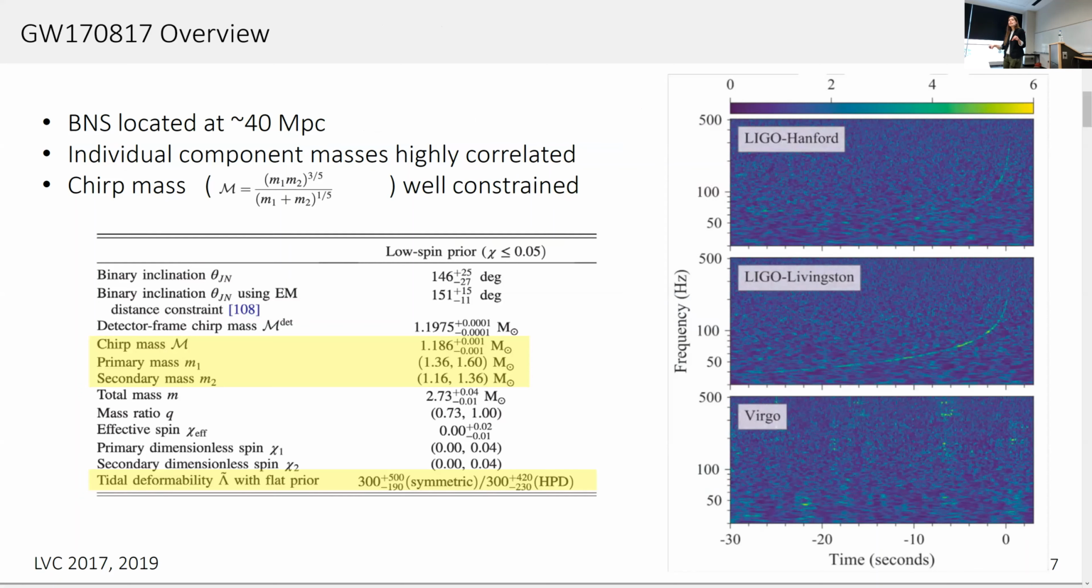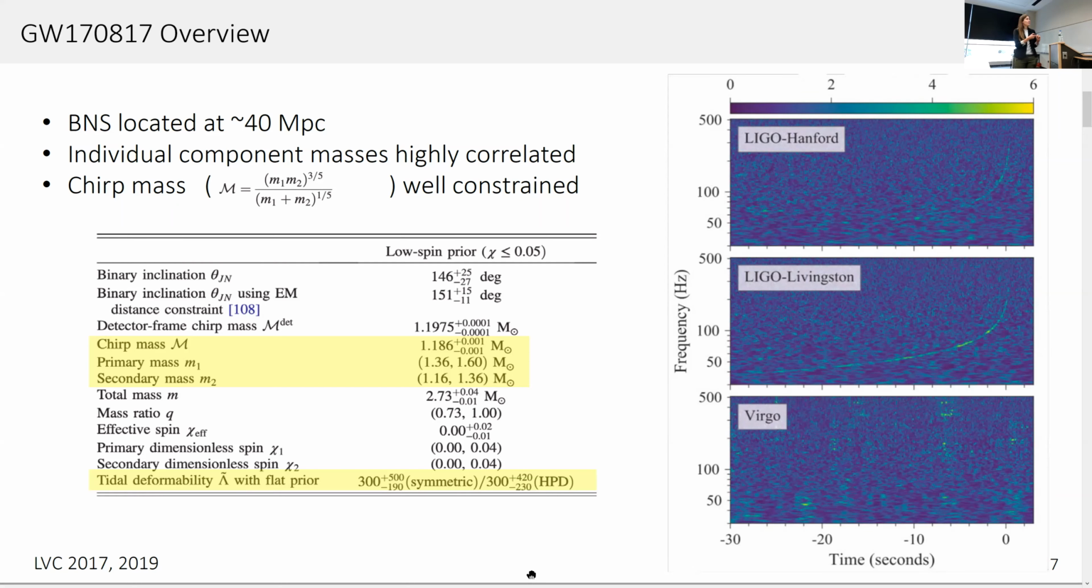Instead, the parameter that is easier to extract and is more precisely measured is the so-called chirp mass, which is just an effective binary mass for the system. And for this event, I want to point out specifically that the chirp mass is a precision measurement. It's measured to within 1/1000th of a solar mass, which is an accuracy that's sort of unmatched in typical astronomical type observations, or at least rare.